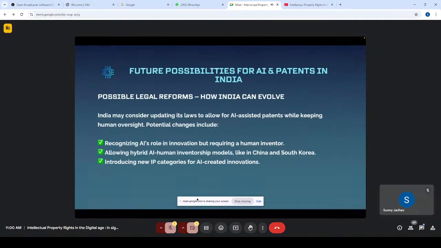Then, future possibilities for AI and patents in India. Possible legal reforms: I have repeatedly mentioned, two or three times, that India is very strict about certain rules. We have formed principles and we do not deviate from those. So, in view of the digital era and AI transformation, how can India evolve? India may consider updating its laws to allow for AI-assisted patents while keeping human oversight. Potential changes include recognizing AI's role in innovation but requiring a human inventor.